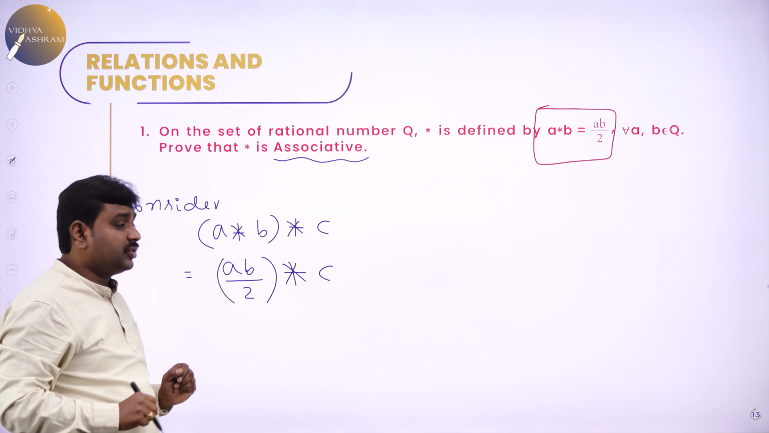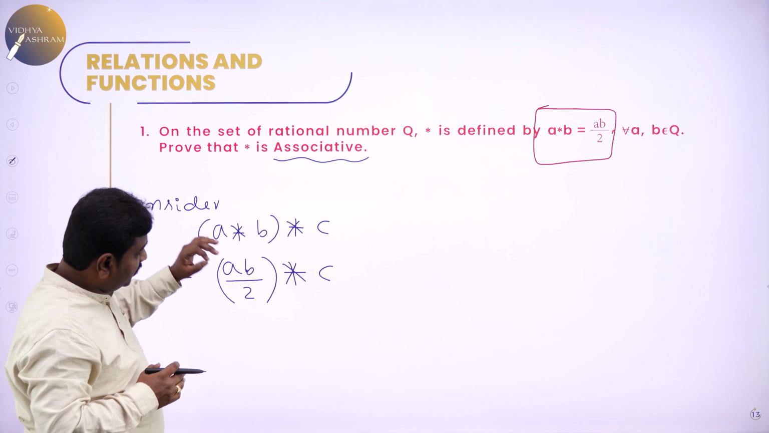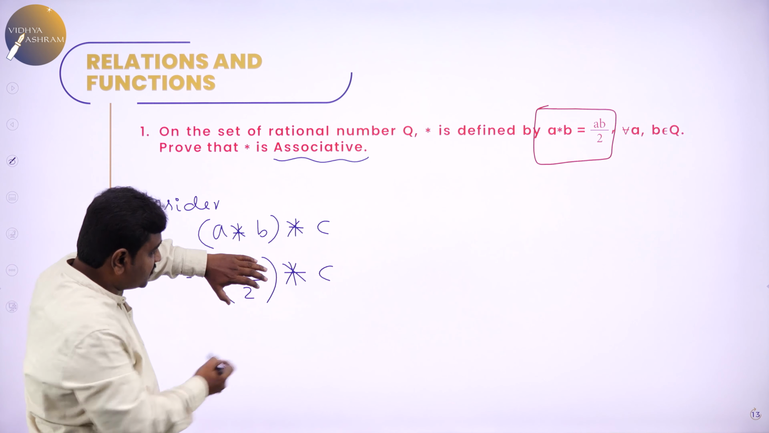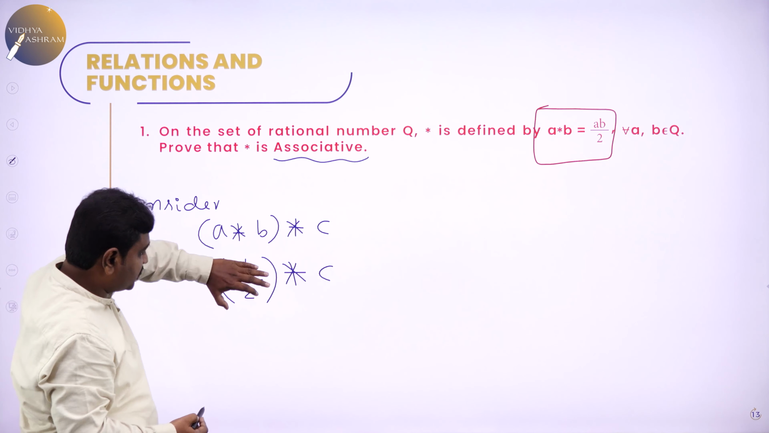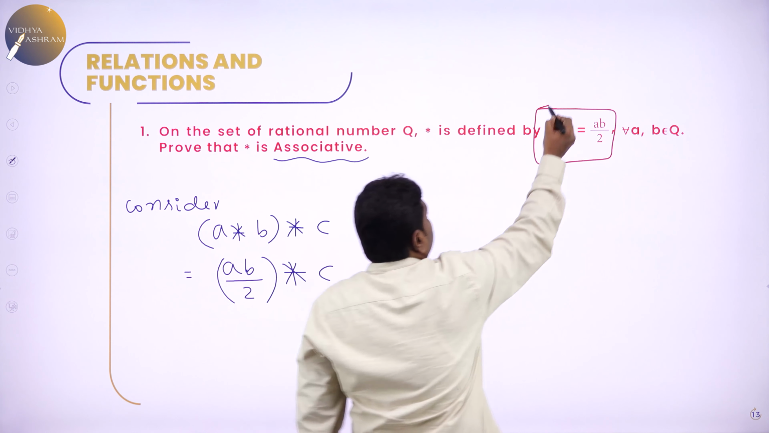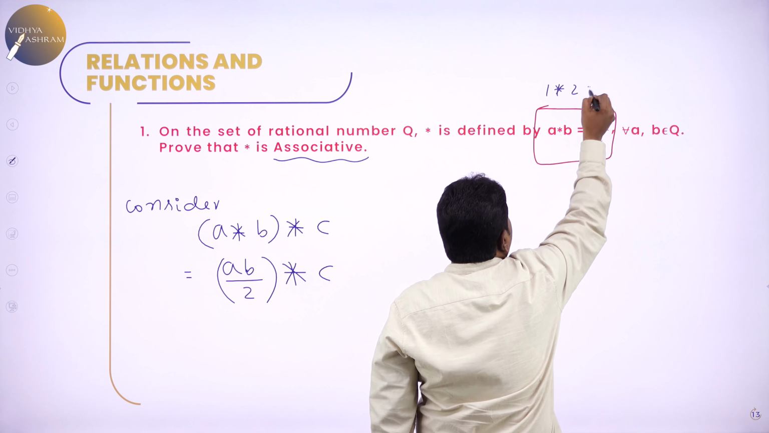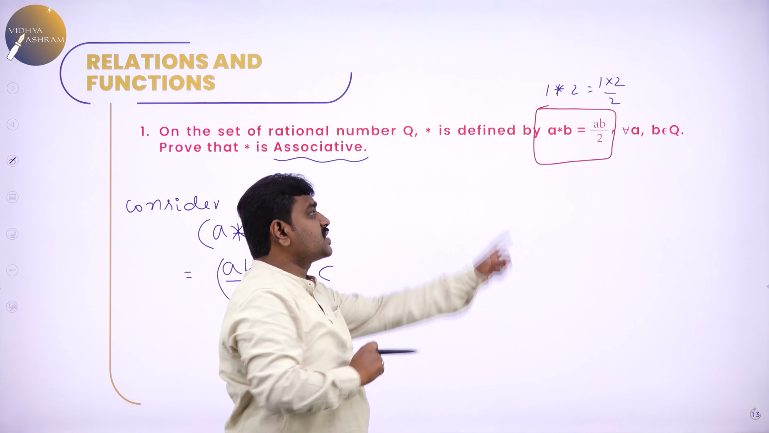Now, observe this. If you can understand this, job is done. This whole thing before the star, this is the first element. Before star, whatever we have, this is the first element. After star, whatever we have, that is the second element. And how to read this? First element star second element is first into second by 2. I taught you how to read this. A star B is AB by 2.